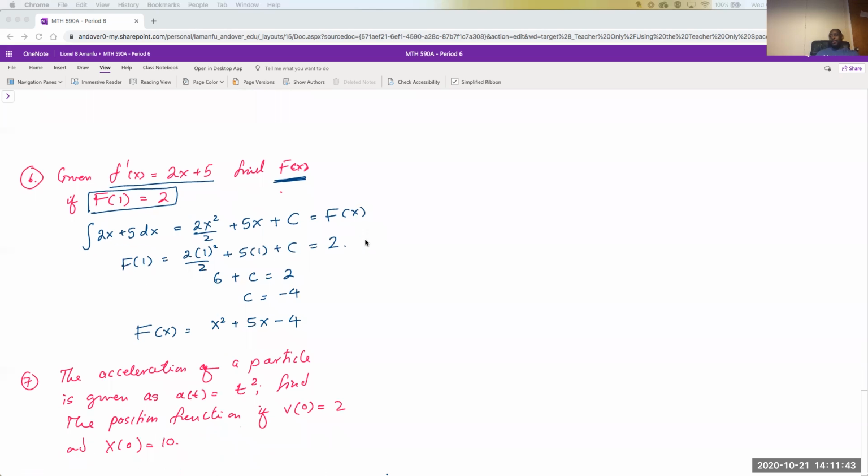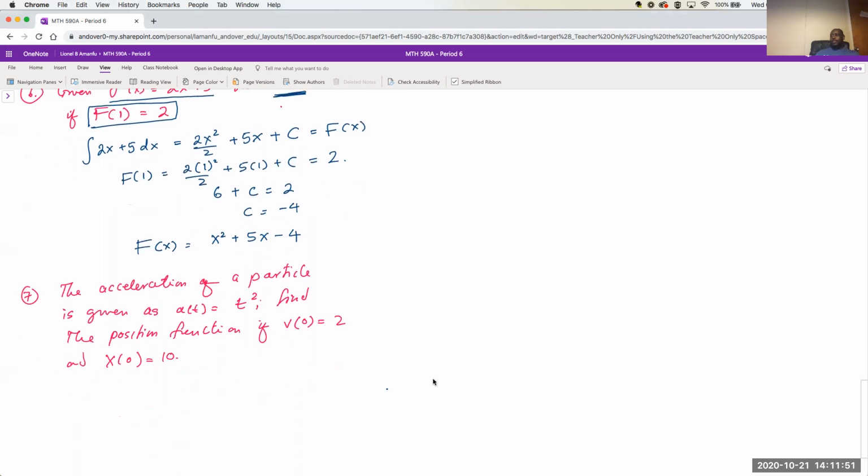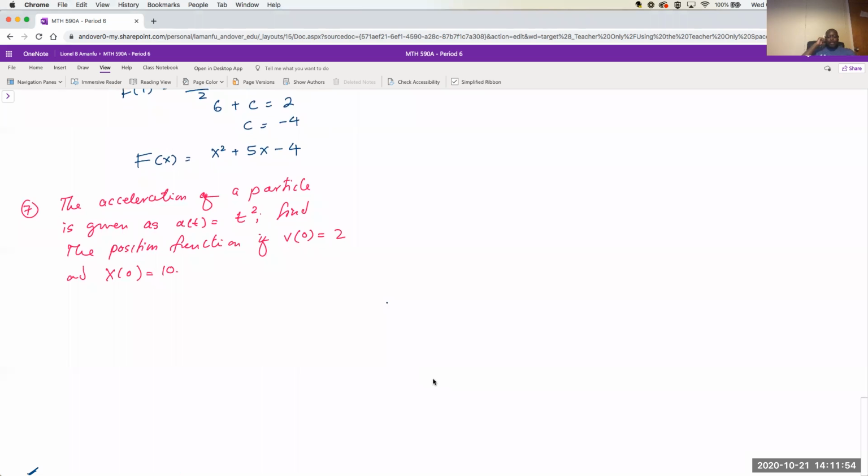And then finally, let's look at the last question. So the last question says that you have an acceleration of a particle and it's given to us as a of t is equal to t squared. Find the position function x of t if v of 0 is 2 and x of 0 is 10. So here they're giving me acceleration and they want me to find position.